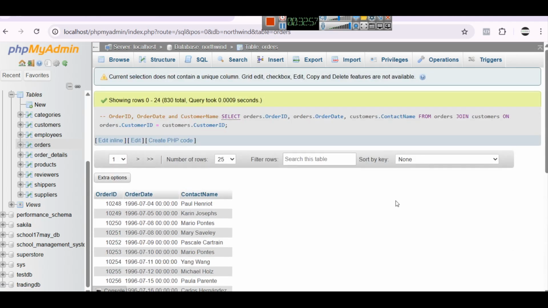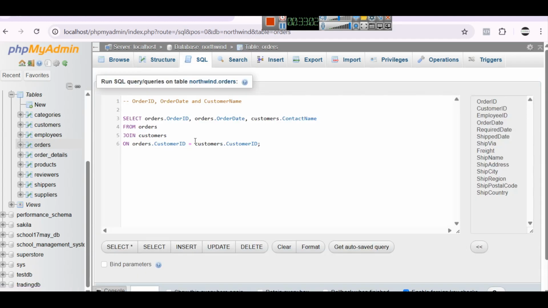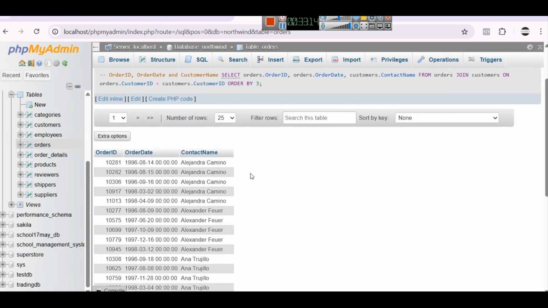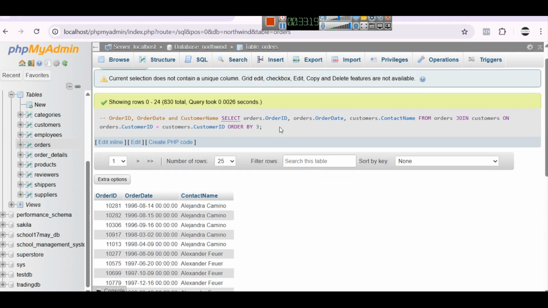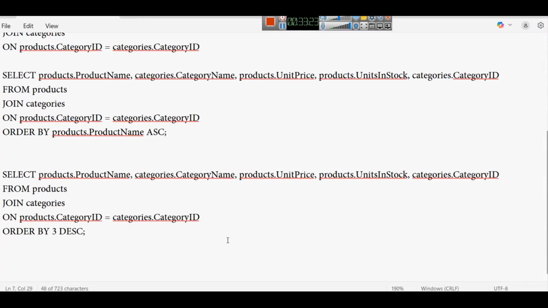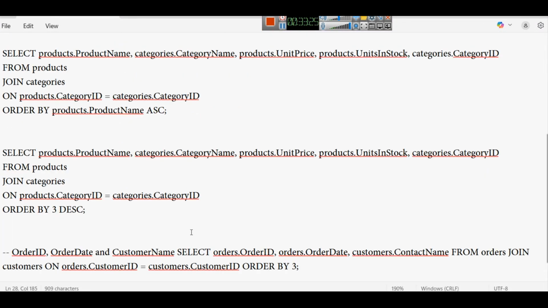Okay. So that means this order, and now whatever you want to use as order by, we can write order by. Either you can write 1 2 3. Let's say we want to order by customer name, so we will write order by 3. It will order by customer name. So this is a simple way to join two tables.